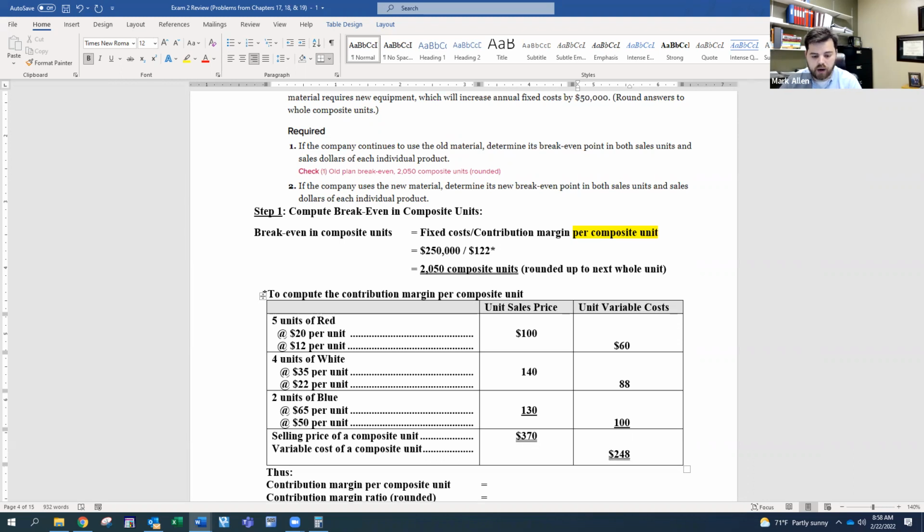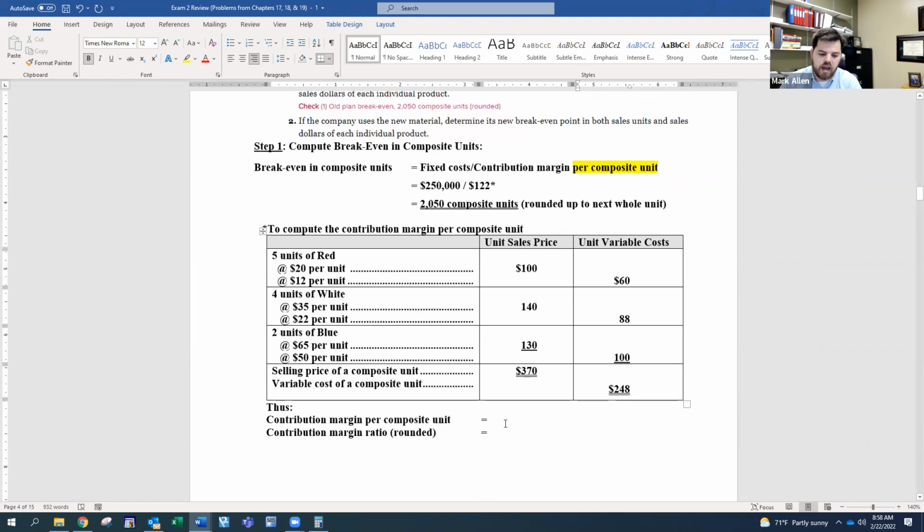We have our selling price of a composite unit, 370, and our variable cost, 248. At this point, we can calculate our contribution margin per composite unit by taking my sales price of 370 minus my variable cost per composite unit of 248, and this will come out to $122.